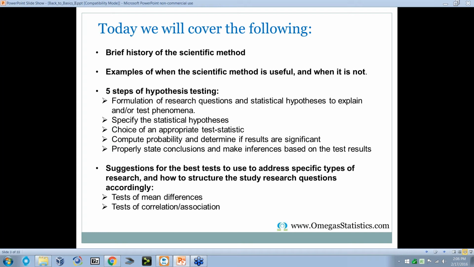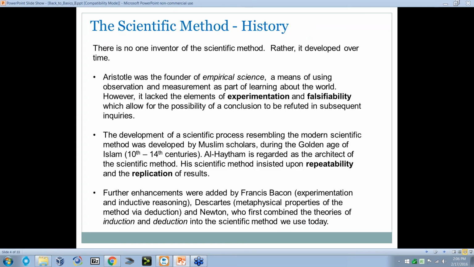We're going to see some examples of when the scientific method is useful and when it's not. There are 5 steps in hypothesis testing, depending on the source you use. Some might have 7, some might have a few more. 5 is, I like 5. And then we have the suggestions for the best test to use to address specific types of research, and how to structure the study research questions accordingly. We're going to look at some tests of mean differences. I don't think we're going to do the correlation and association today, but we will look at the mean difference tests. So the history of scientific method: no one actually invented it.